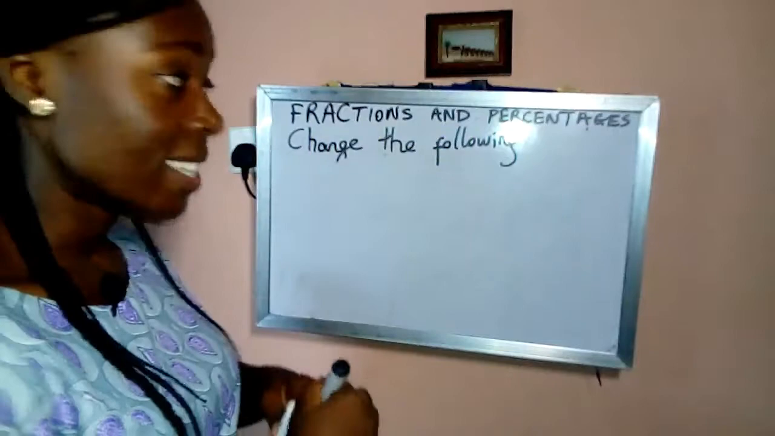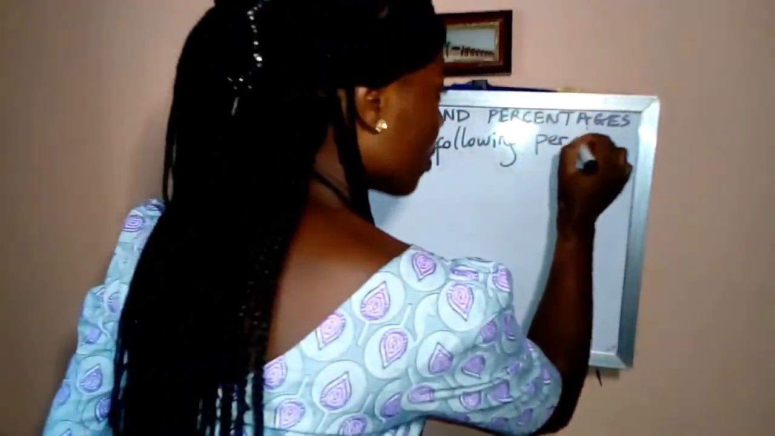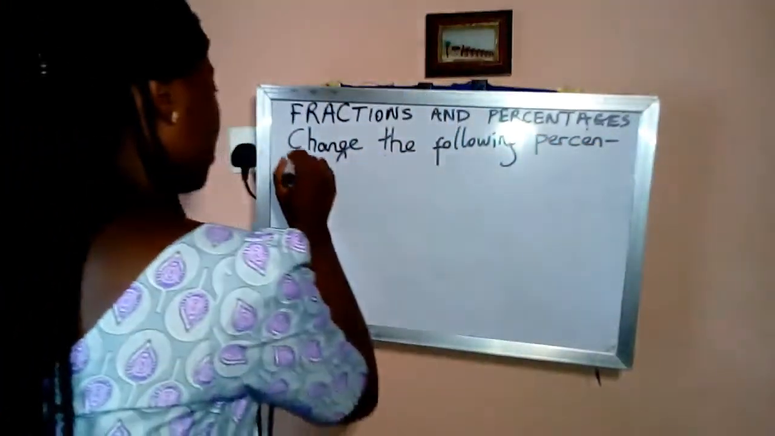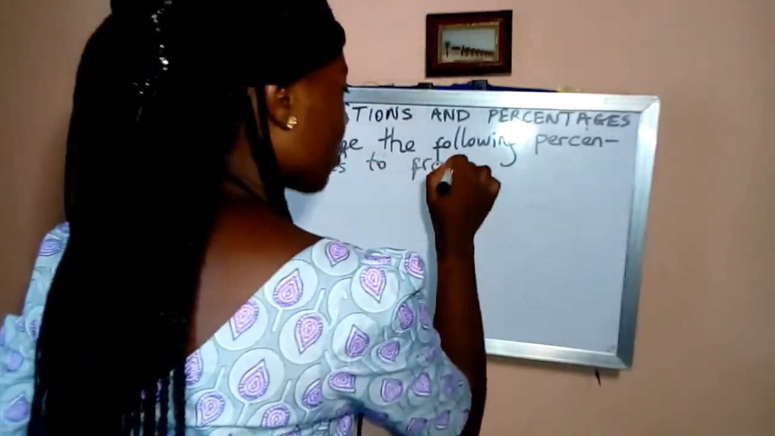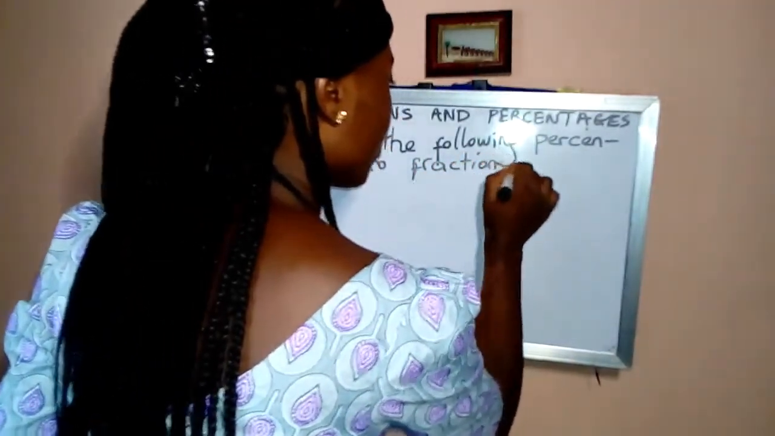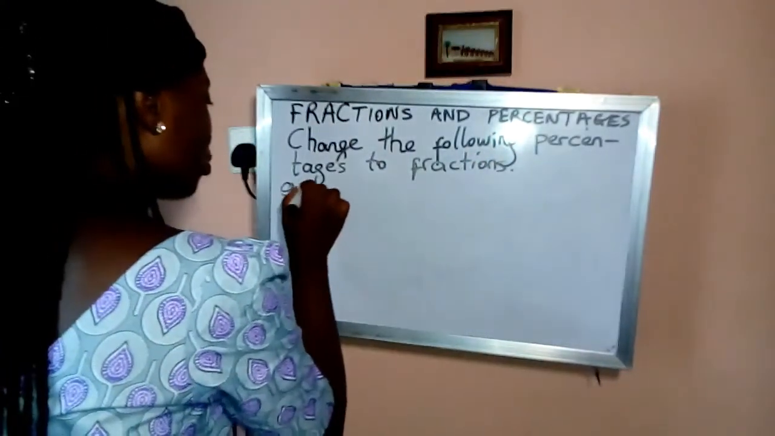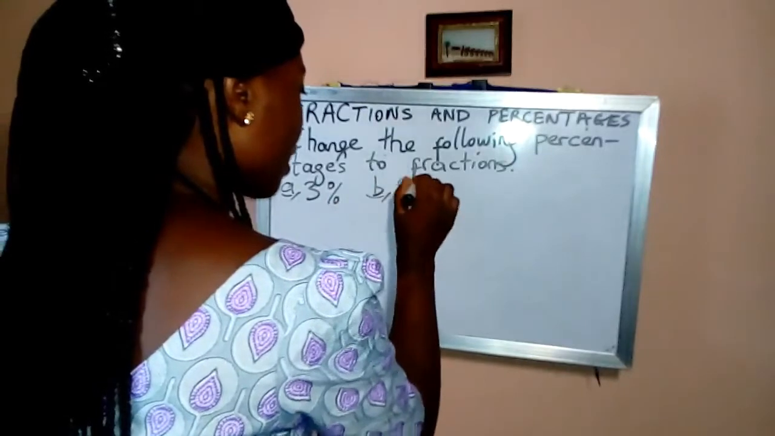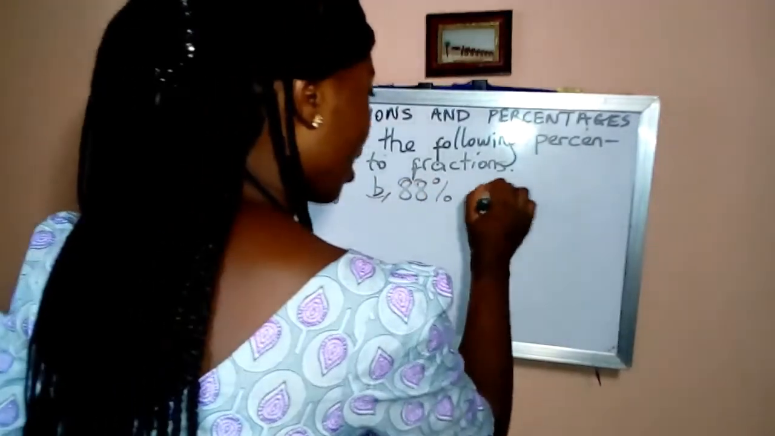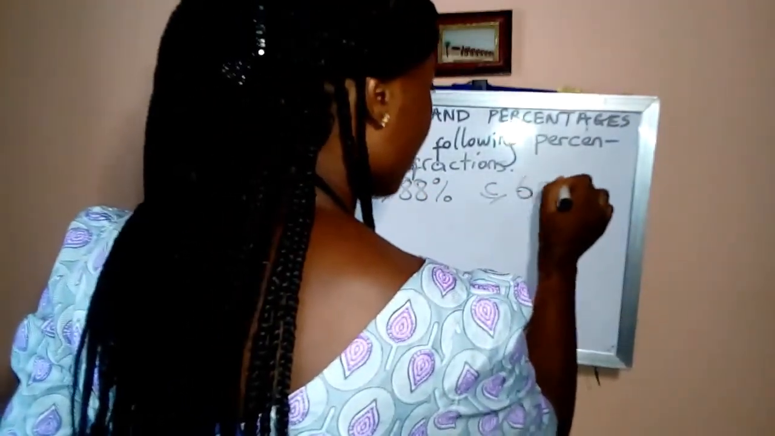Change the following percentages to fractions. Our first example is 3%. Our B is 88%. Our C is 60%.